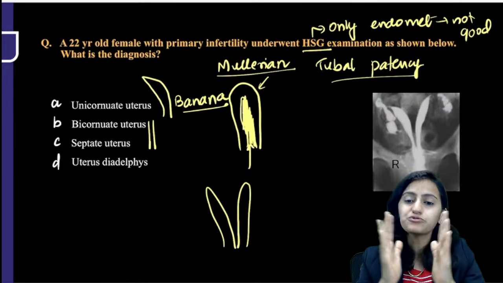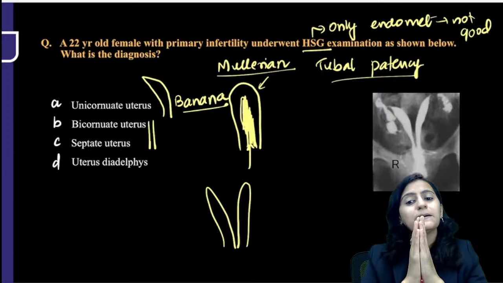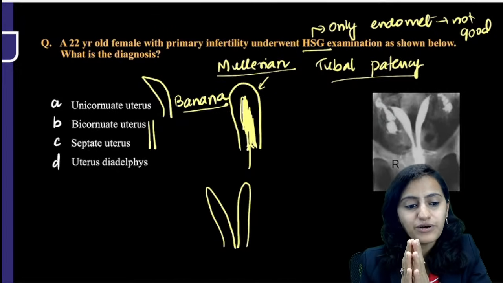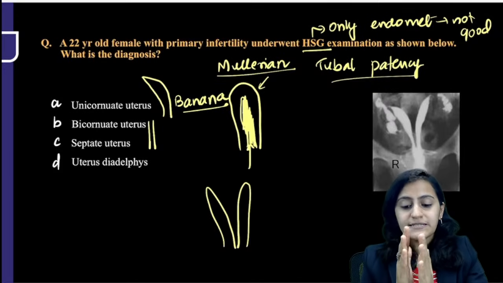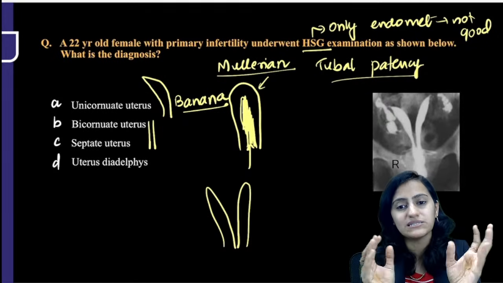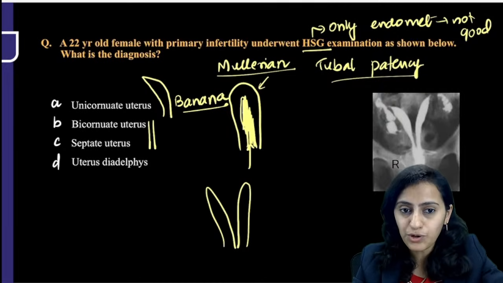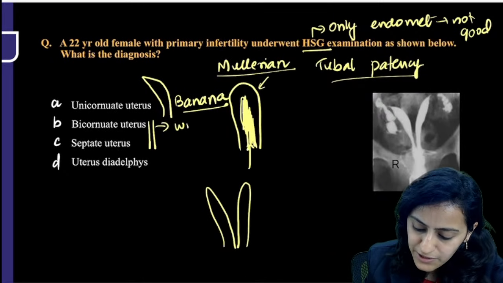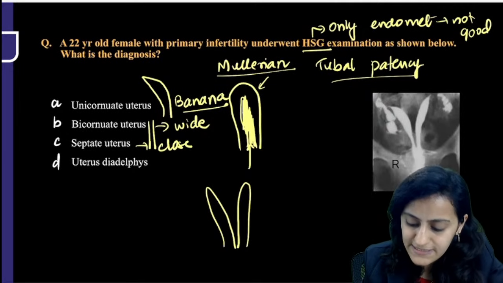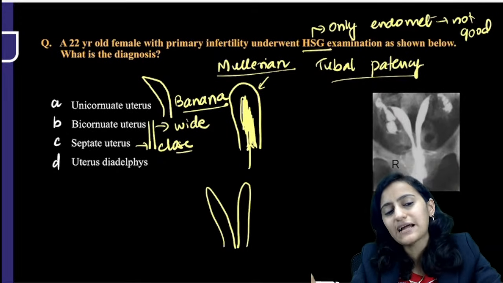In the septate uterus, the fusion has occurred, but the problem is that the septum is not removed. So what happens is the two cornu that you have are close together. That's the basic concept that we should know here. So bicornuate uterus, wide separation. Septate uterus, it is the close horns of the uterus that we have.